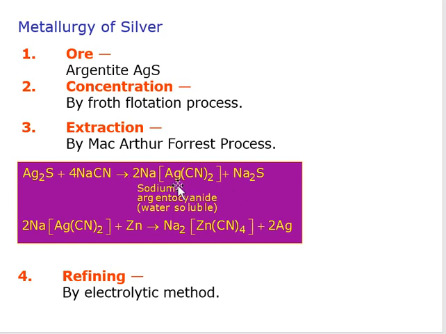Then this solution is further treated with scrap zinc. The zinc displaces silver from this complex and it forms silver. So silver can be extracted by this method, and the refining of silver can be done by the electrolytic method.